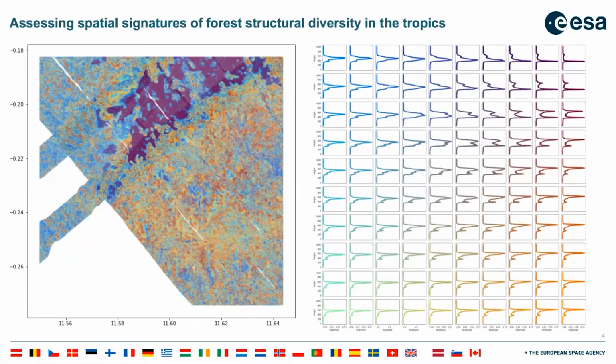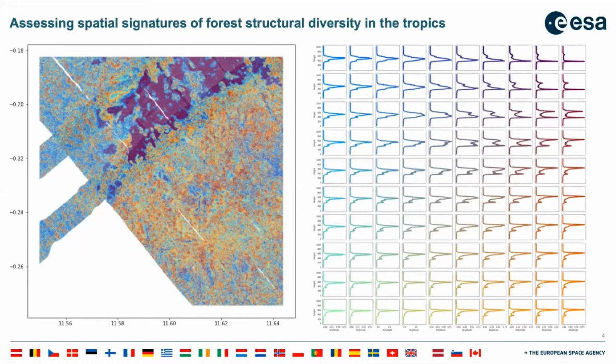So we are currently curious about assessing these spatial signatures of vertical forest structure in the tropics specifically. So here you can see an example of different types of waveforms on the right, and how they are spatially distributed on the left.